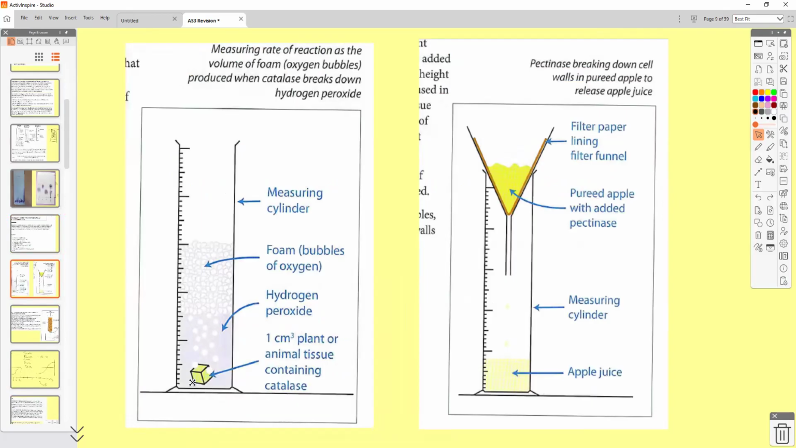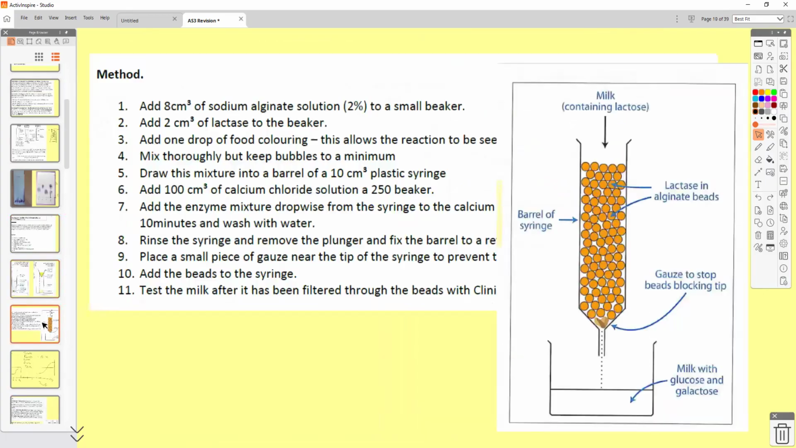But there are different things, like it could be catalase in potatoes or liver. You measure the volume or height of foam. It could be apple puree, which can be broken down by pectinase, and you measure the volume of the apple juice which is given off. It could be your immobilized enzymes with your alginate beads, which changes the color of your Clinistix, showing that glucose is present.